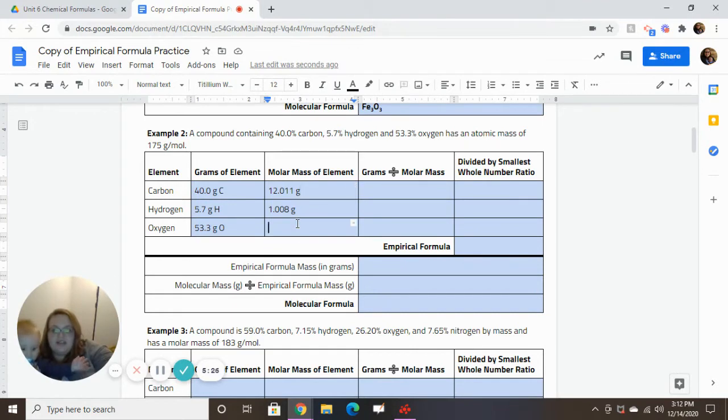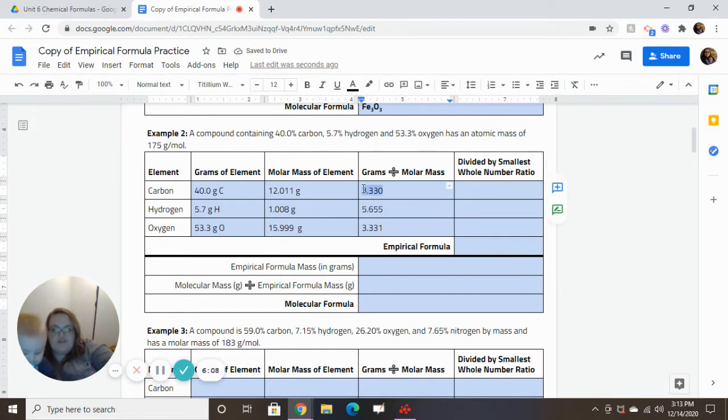And then oxygen is 15.999 grams. So then I'm going to take the first column divided by the second column. So 40 divided by 12.011 becomes 3.330. 5.7 divided by 1.008 is 5.655. And then oxygen is 53.3 divided by 15.999, which is 3.331. So I'm going to divide by the smallest one again.